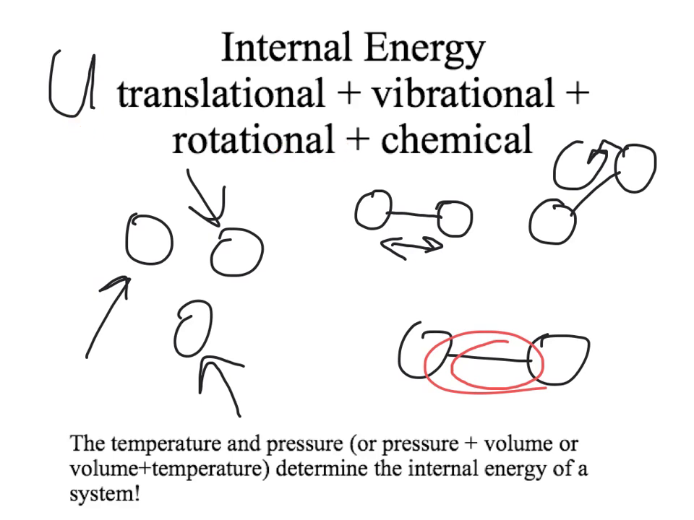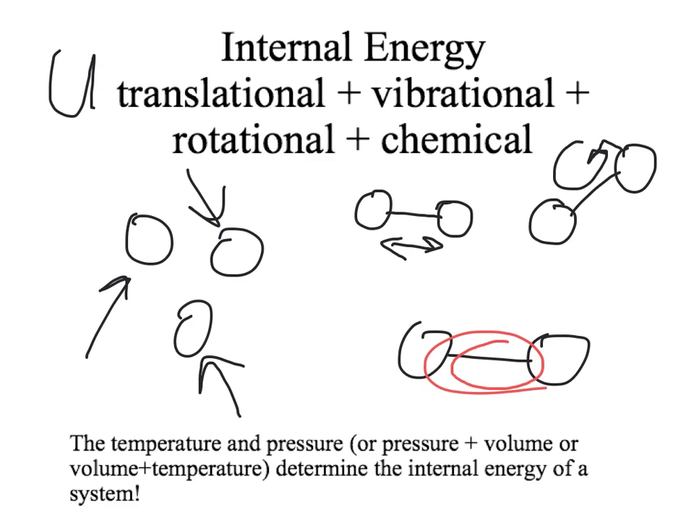Every different material has a different internal energy. For instance, water will have a different internal energy than carbon dioxide, and carbon dioxide will have a different internal energy than, say, sulfur. That internal energy, again, depends on the material. The other thing we need to realize about internal energy is that it depends on the state of the material.